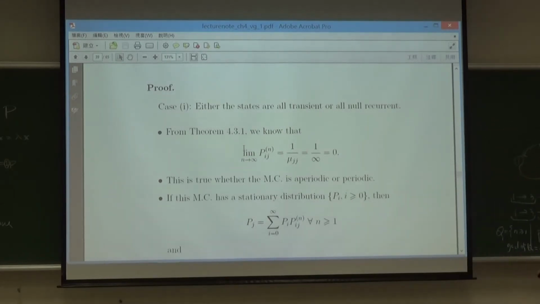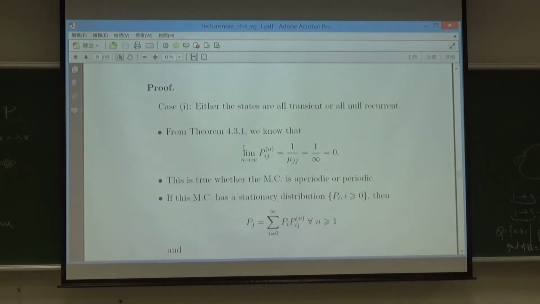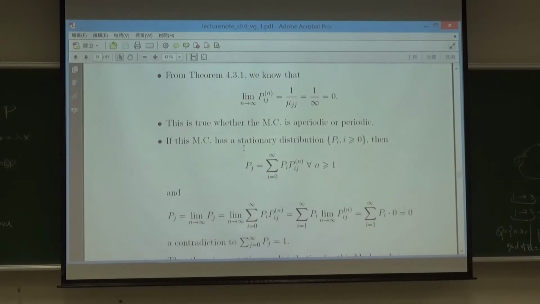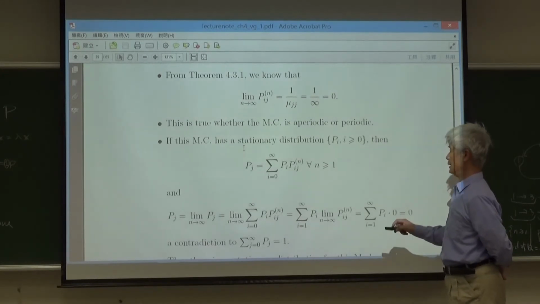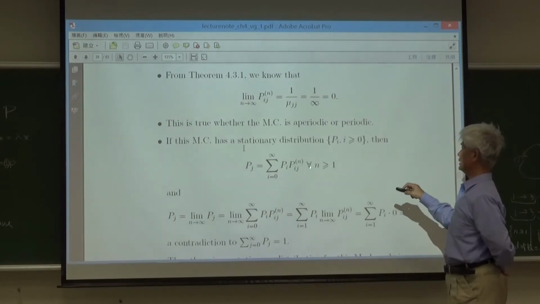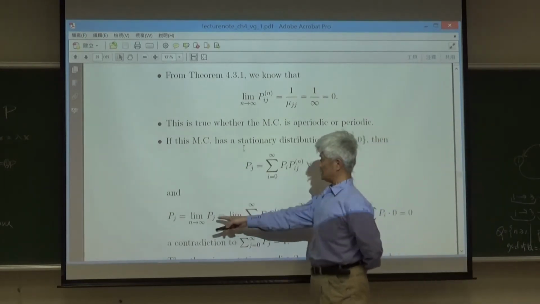Now, up to now we know the fact from theorem 4.6.1. So if the Markov chain has a stationary distribution pi, suppose we have a stationary distribution like this one. Then we let n go to infinity, because this is true for all n. So we just take the limit as n goes to infinity.